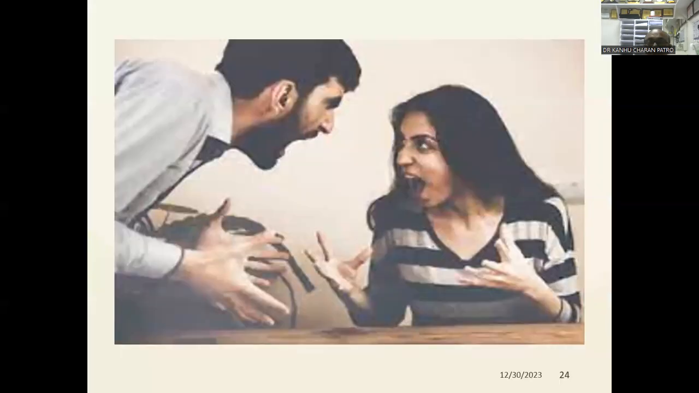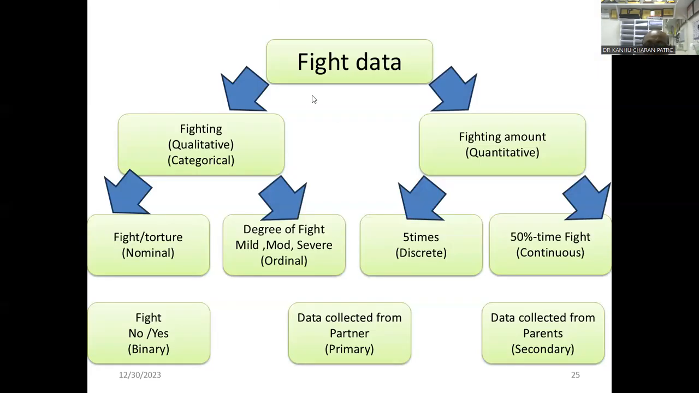Now, if the couples are fighting, let's discuss in another way. The fighting amount is quantitative. If they are fighting 5 times, it is called discrete data, a number. Over the year or a particular time period, how long they fight, 50% of the time, 100% of the time, is called continuous data. Direct fighting is qualitative data. It may be categorical. Some people call it a fight, some people call it torture. That is nominal data. Degree of fighting, mild, moderate, severe, is called ordinal data.